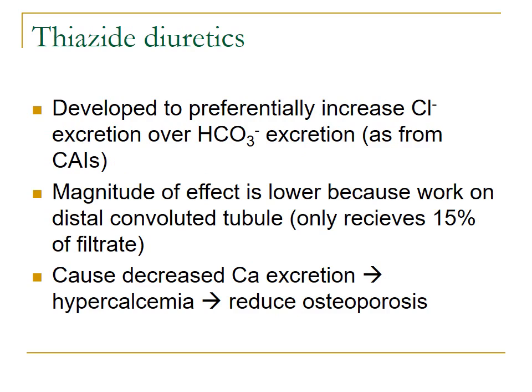Thiazide diuretics. Developed to preferentially increase Cl excretion over HCO3 excretion, as from CAIs. Magnitude of effect is lower because work on distal convoluted tubule only receives 15% of filtrate. Cause decreased Ca excretion, hypercalcemia, reduce osteoporosis.